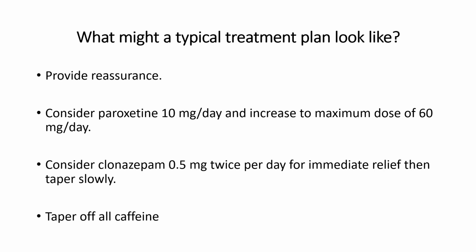What might a typical treatment plan look like? Initially, we should provide reassurance to any patient coming with panic disorder, considering paroxetine 10 mg per day, increasing to a maximum dose of 60 mg per day. Initially, we can consider benzodiazepines, usually clonazepam 0.5 mg twice per day for immediate relief, but they need to be tapered slowly over a period of time, usually within 4 weeks. And taper all other sources of caffeine as they also may lead to anxiety.